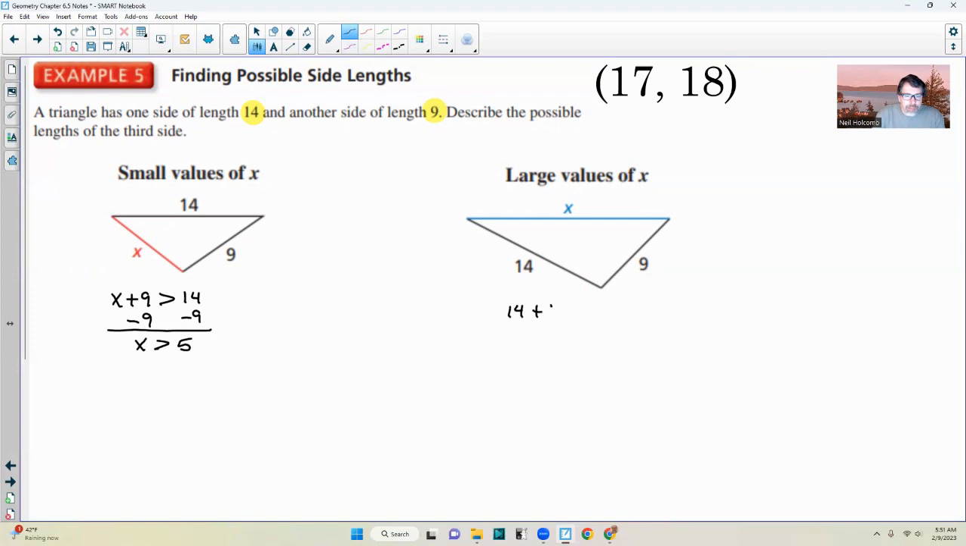So take 14 plus 9. This side plus this side has to be greater than that side. And 14 plus 9 is 23. So x has to be less than 23. Notice it says 23 is greater than x. Well, you can rewrite that as x is less than 23. So now if I have x is greater than 5 and x is less than 23, I can write that as a compound inequality and say x is between 5 and 23.